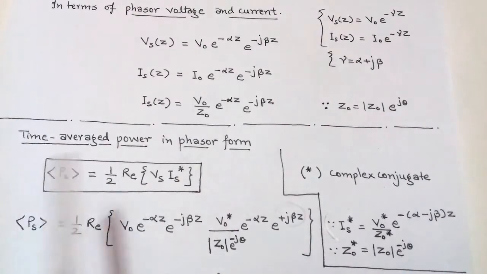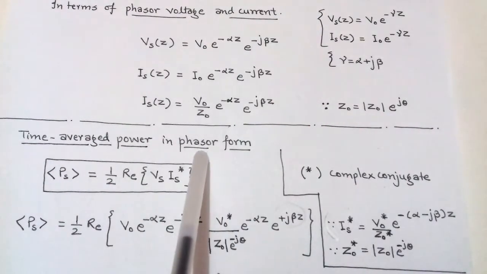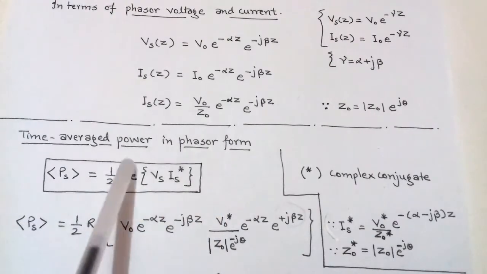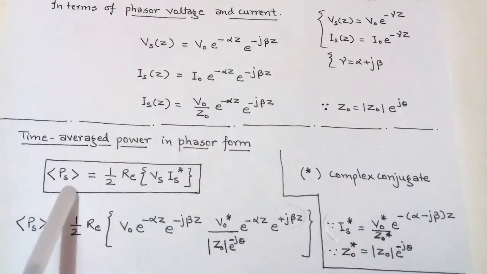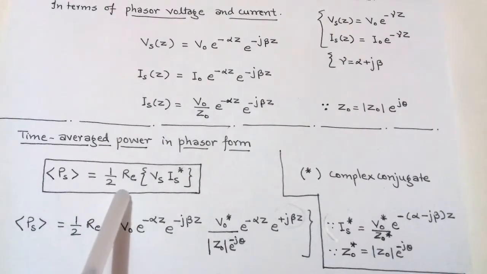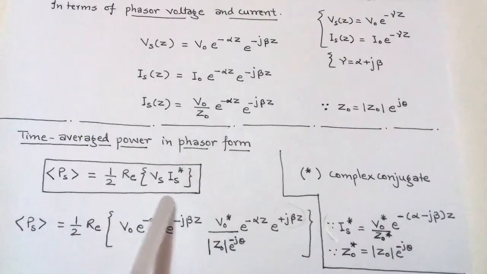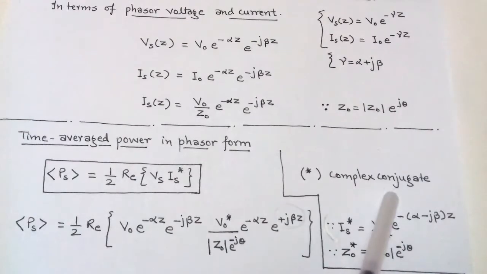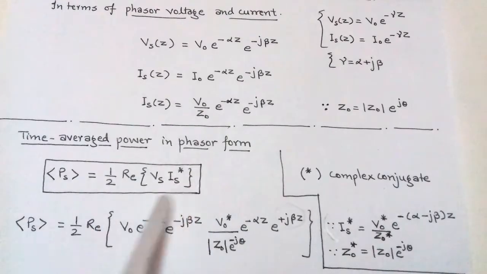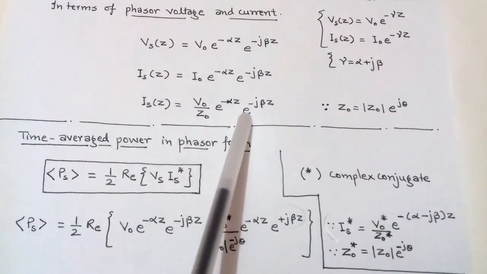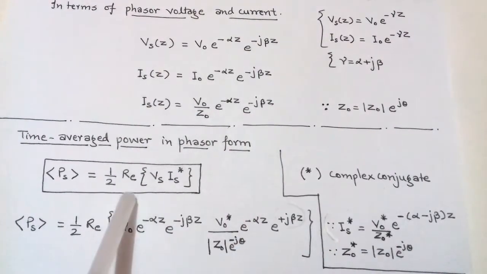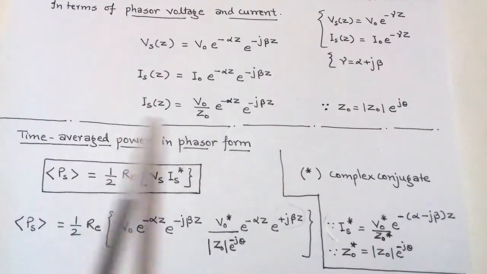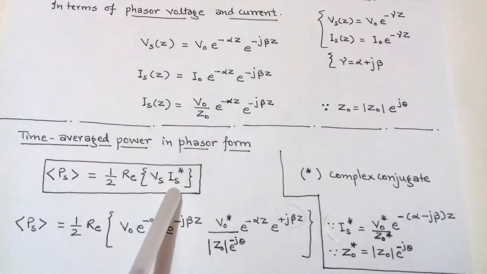To determine the time average power in phasor form, we take a phasor voltage and phasor current. So the time average power in phasor form is equal to 1/2 Re of V_s times I_s star, where I_s star means the complex conjugate. That means when we have to find the time average power in phasor form, we take the complex conjugate of the current phasor, and we take 1/2 of the real part of V_s into the complex conjugate of the I_s phasor.